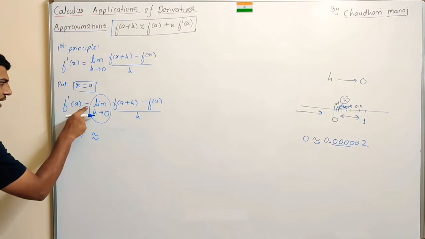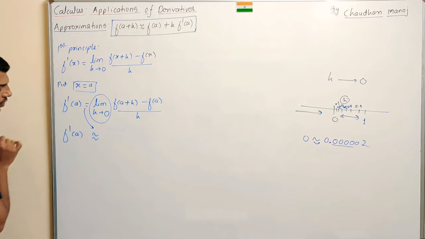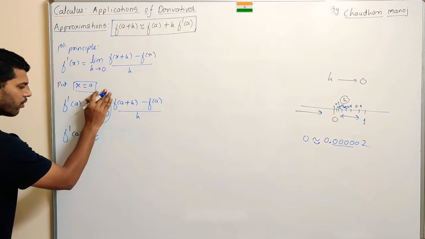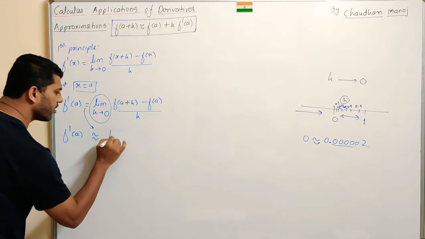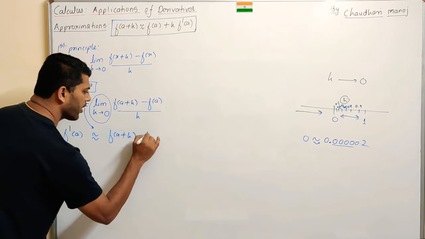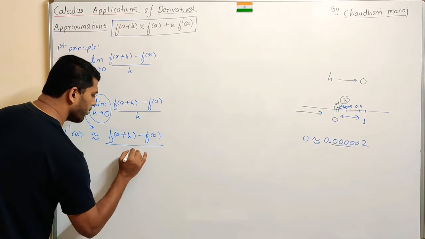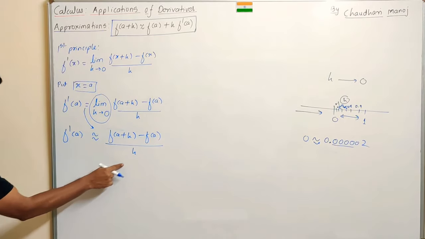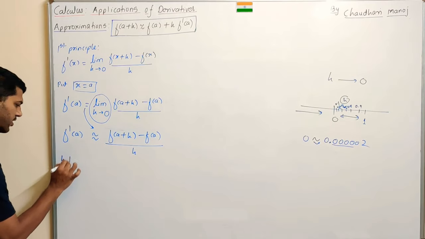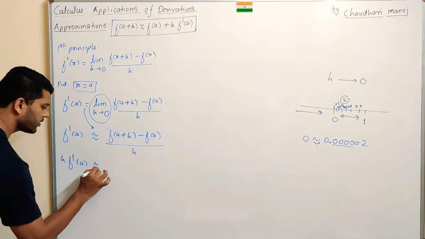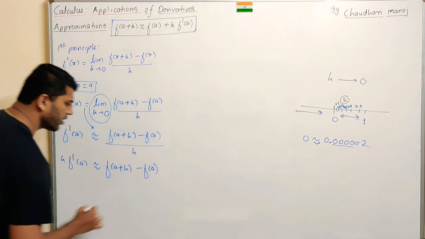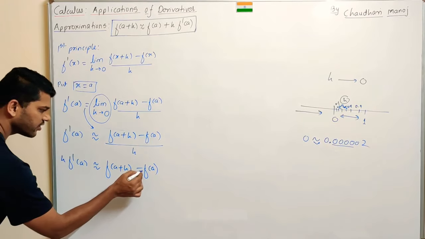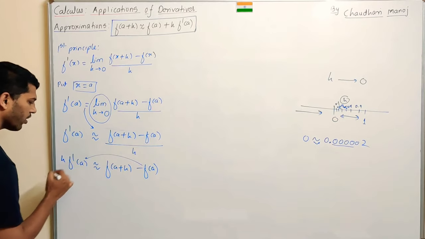So instead of equality, please observe, instead of equality I am putting an approximation symbol, and I am removing this symbolic form of the limit, which is h tends to 0, and this entire term f of a plus h minus f of a divided by h. Okay, then please shift this h on LHS. So this is h times f dash of a is approximately equal to f of a plus h minus f of a. Then at the end, this is the term with the minus sign.